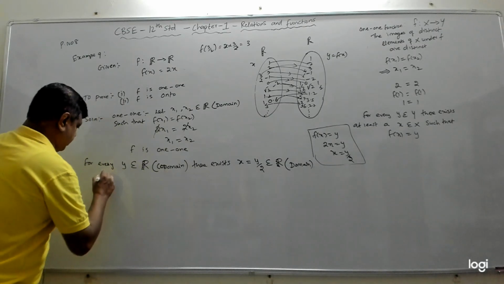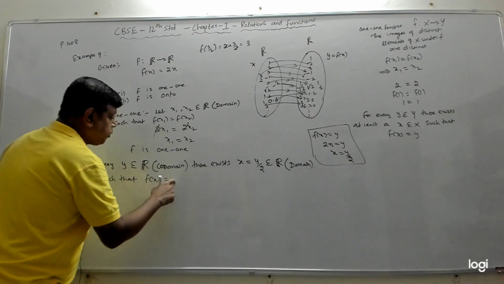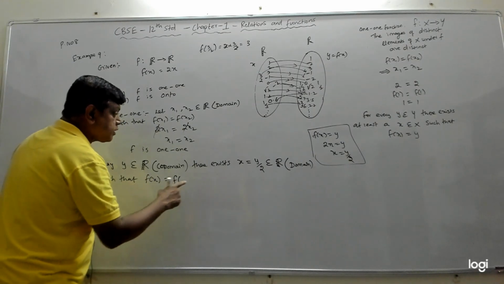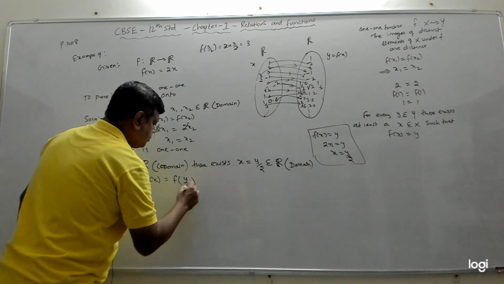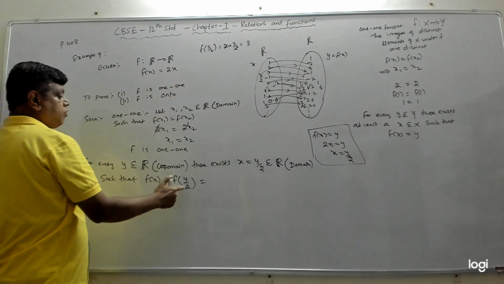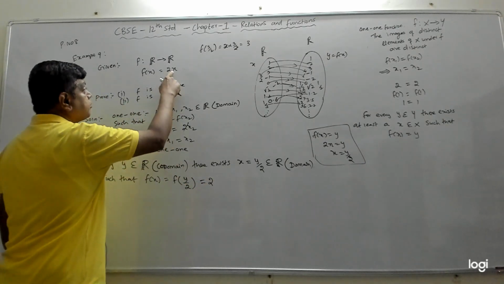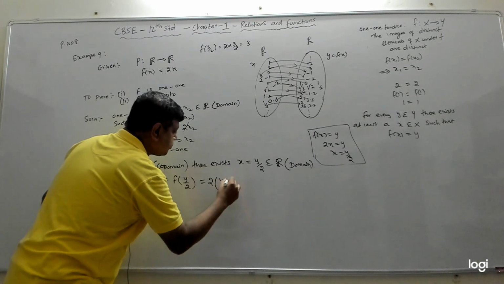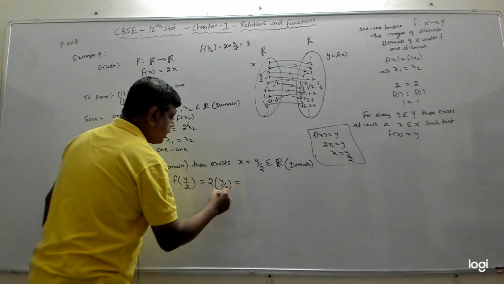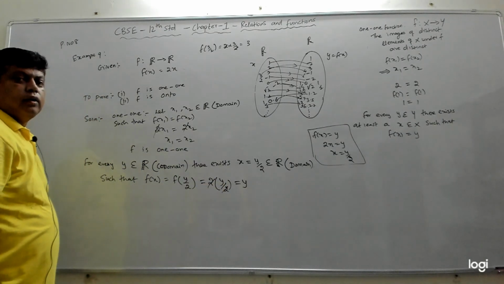Such that, we have to find what is f of x. Don't write y. We have to prove that f of x is equal to y. Such that f of x is equal to f of, what is x? X is y by 2. Y by 2. That is equal to, now what is f of y by 2? F of x is 2x. F of y by 2 means 2 into, in the place of x, I have to put y by 2. So 2 into y by 2. Then I will get what? 2 will get cancelled, I get y. So such that f of x is equal to y. So we have got this.